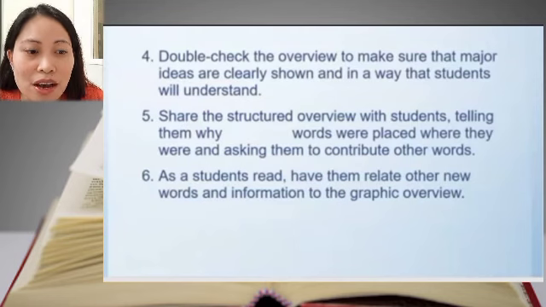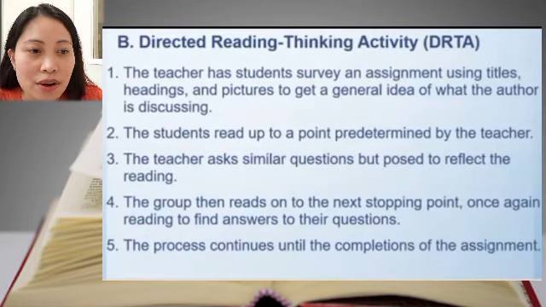Number 5, share the instructed overview with students, telling them why words were placed where they were and asking them to contribute other words. Number 6, as the students read, have them relate other new words and information to the graphic overview. So now we have a directed reading thinking activity, or DRTA.